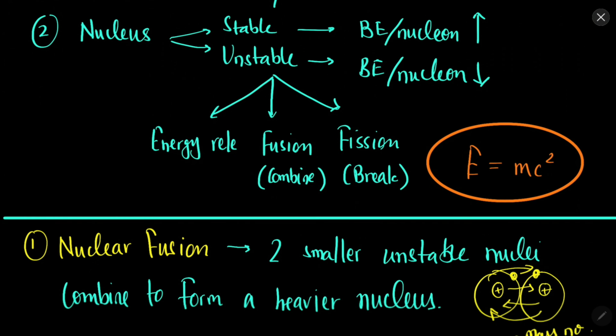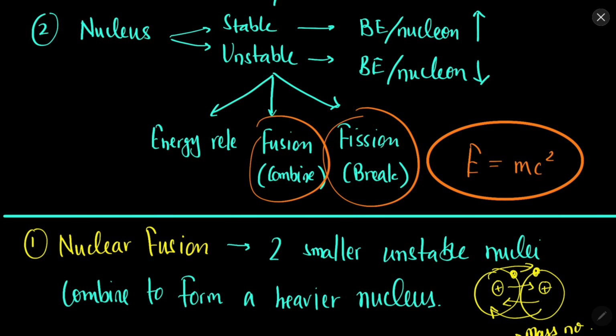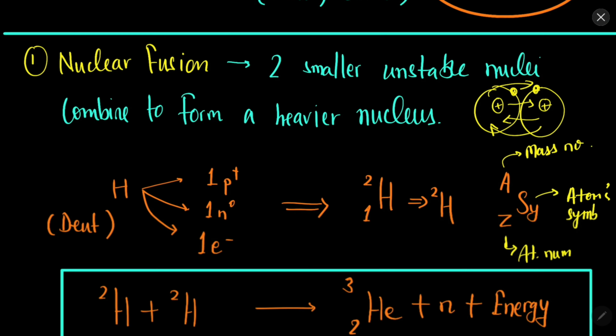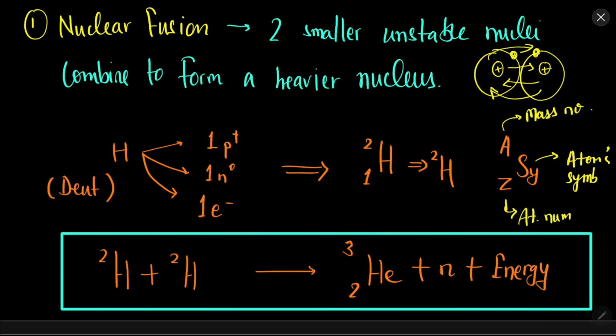So let's start with fusion, then we will discuss fission. Nuclear fusion. When we have two smaller unstable nuclei and they combine to form a heavier nucleus, then we say that it is nuclear fusion. Again, you know why this happens? Because some small nuclei are unstable. So in order to become stable, they can combine to form a bigger nucleus. So for example, deuterium is very unstable.